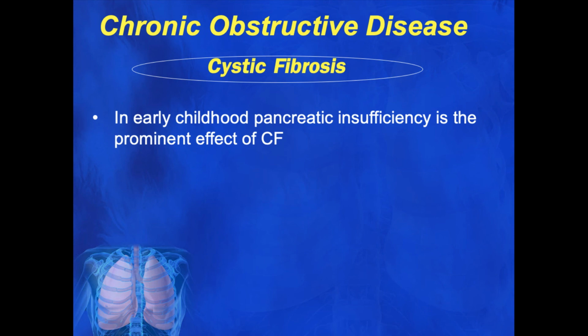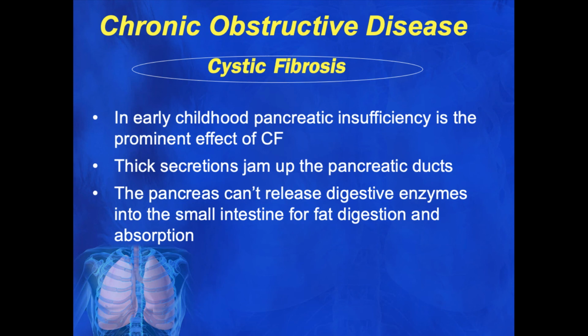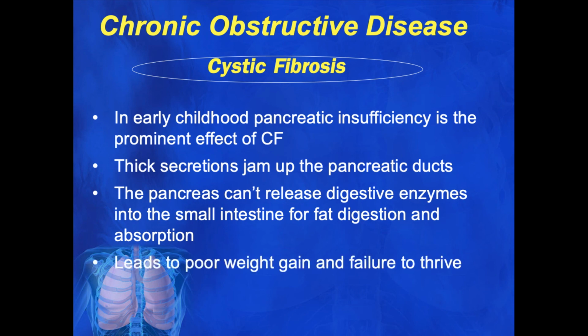Now in early childhood, pancreatic insufficiency is the prominent effect of cystic fibrosis. Now remember, these chloride pumps are not just in the lungs. The pancreas has these pumps as well. And this now thickened mucus jams up the pancreatic ducts, and the pancreas can't release its digestive enzymes into the small intestine for fat digestion and then absorption of that fat. So this leads to poor weight gain and failure to thrive.